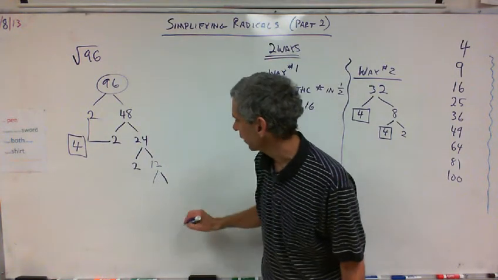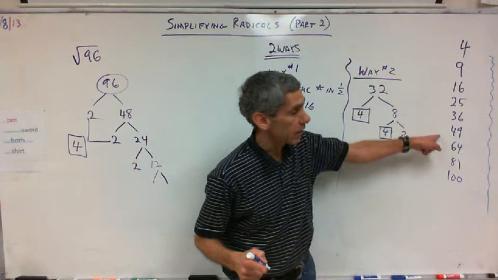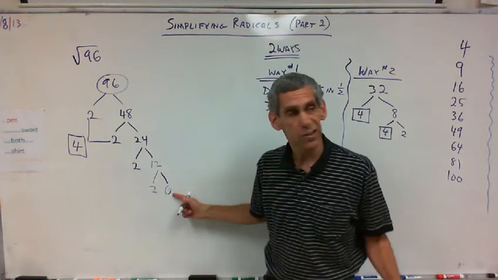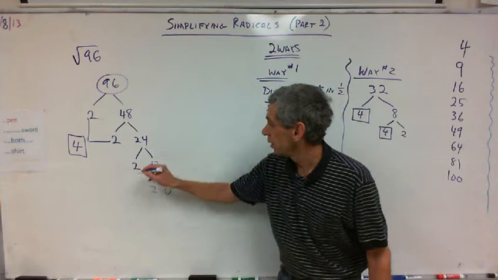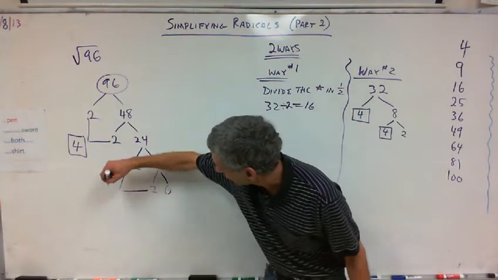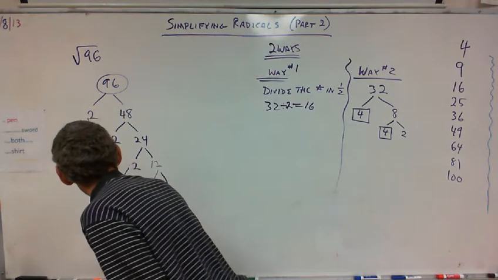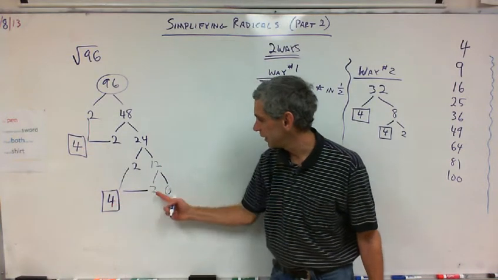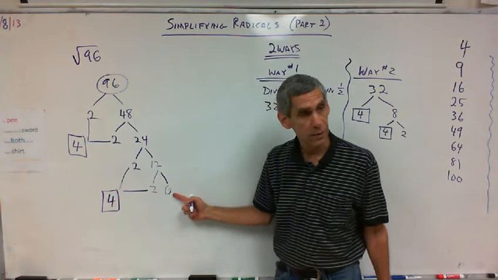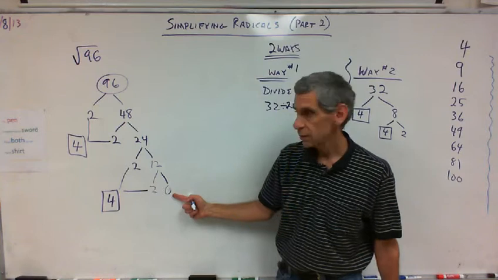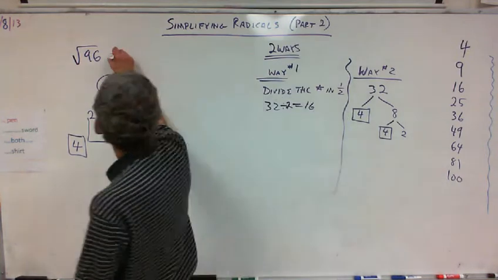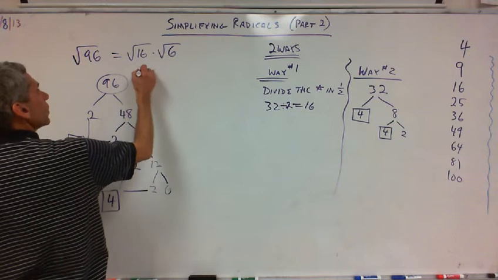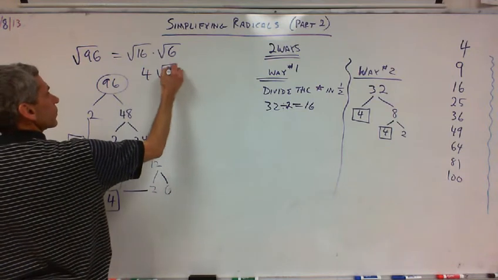So I'm going to have to keep going, because none of those are in this list, right? 2 times 6. But 6 is not in this list, but look! There's another couple of 2s, so there's another 4. So now my answer is 4 times 4 is 16 times 6. So wouldn't that be the square root of 16 times 6? Right, the square root of 16 times the square root of 6, so that's 4 times the square root of 6.